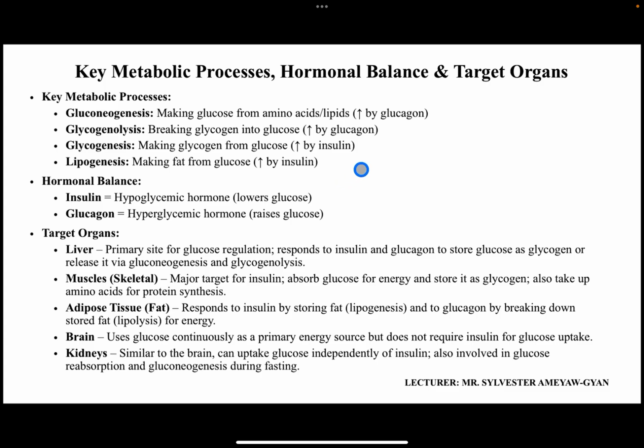You are converting excess glucose back into what? Into glycogen to be stored. And that process will help decrease your blood sugar level. So that activity is performed by insulin. Anytime insulin levels increase, glycogenesis would occur. Okay, good.